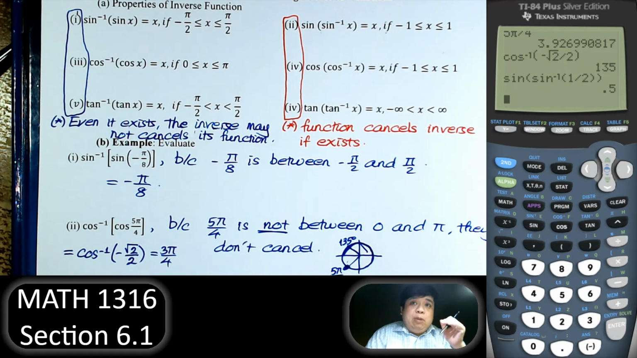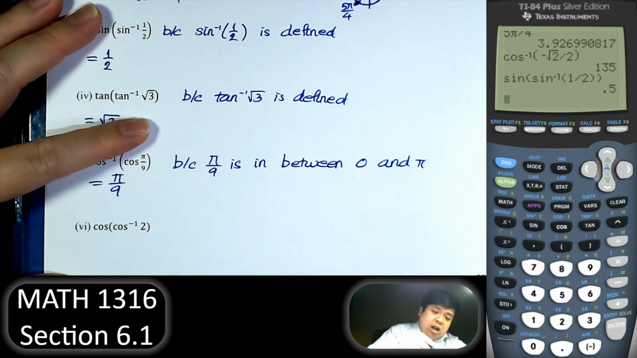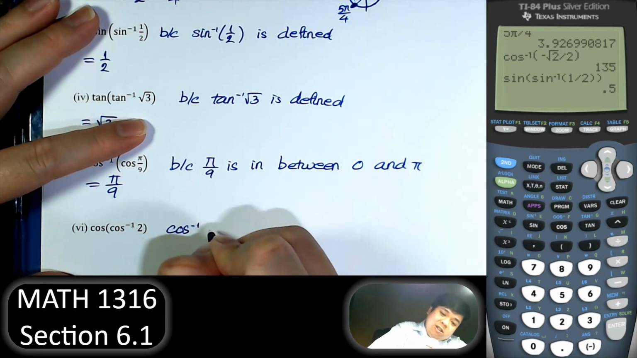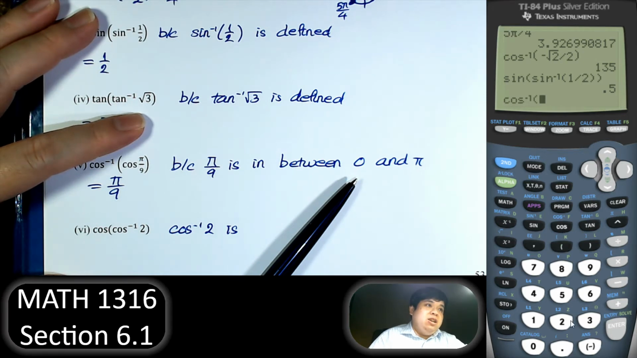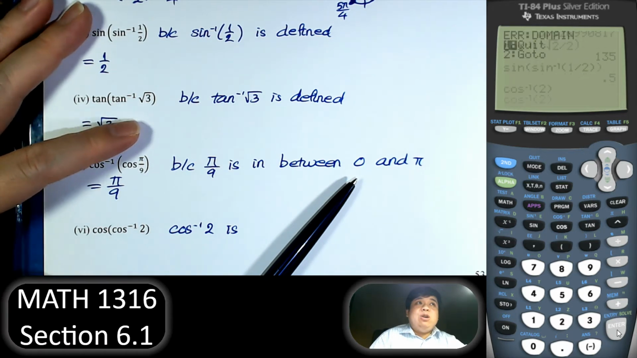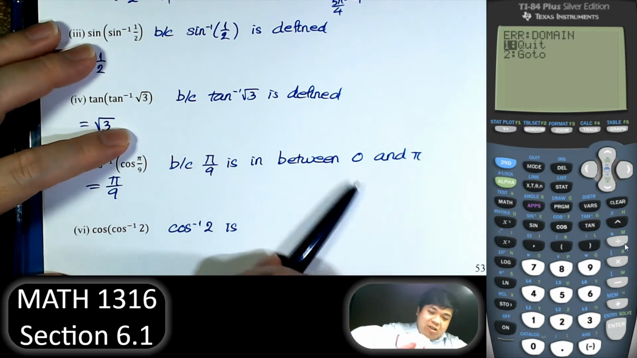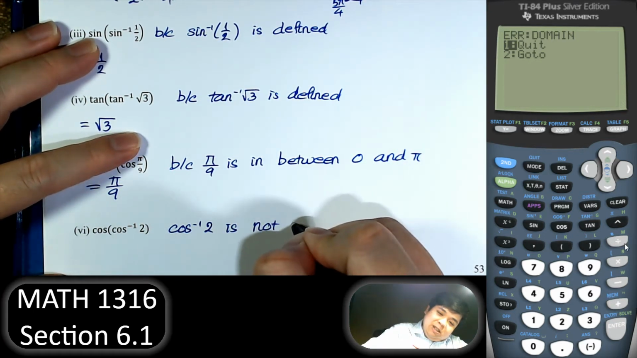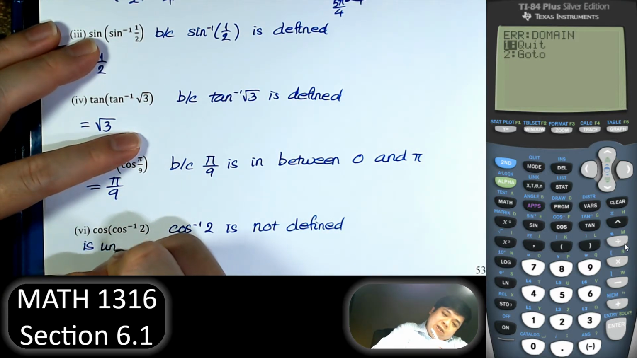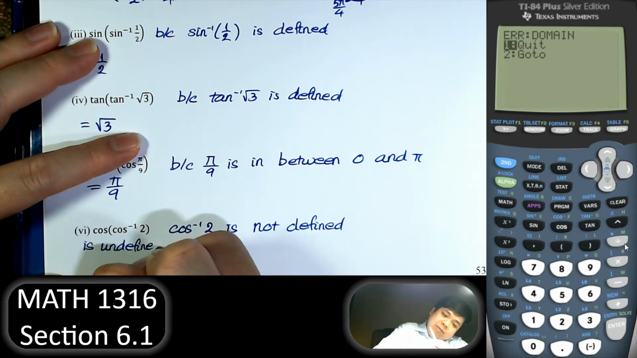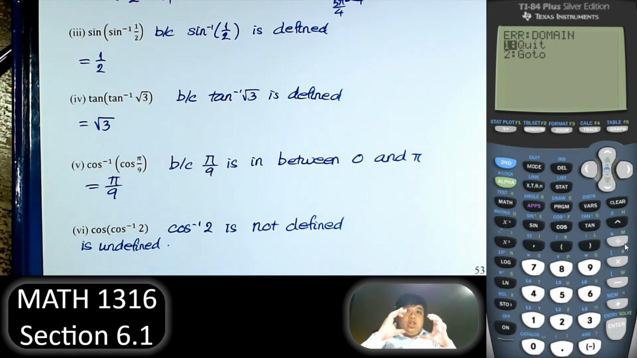Right. Now, if we have the function and the inverse, it will be a lot easier if it is defined. So, is cosine of negative 2 defined? And that should be not, because cosine values are only between negative 1 and 1. You see, there's an error. So, this is undefined. So, if we have the function and inverse, just check to see if the inverse inside is defined or not. If it is defined, then it will cancel out for sure.